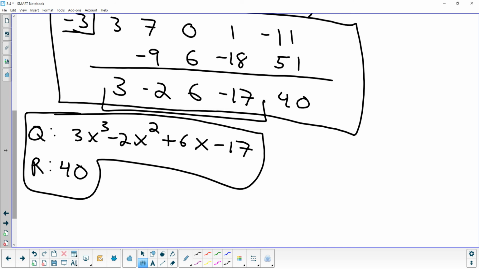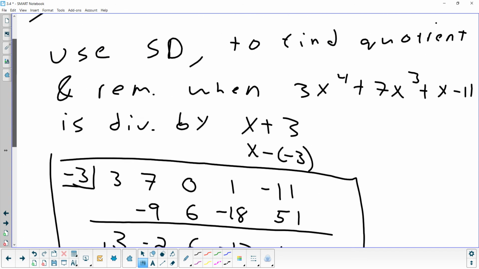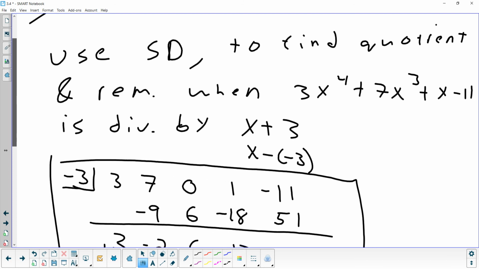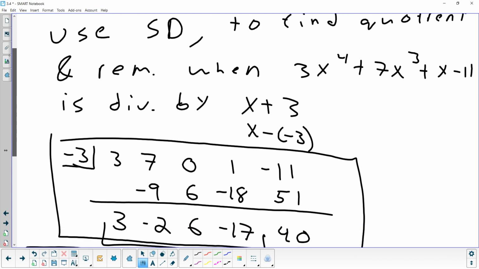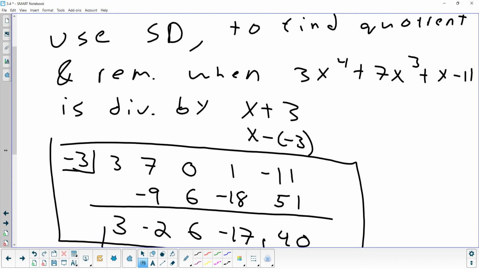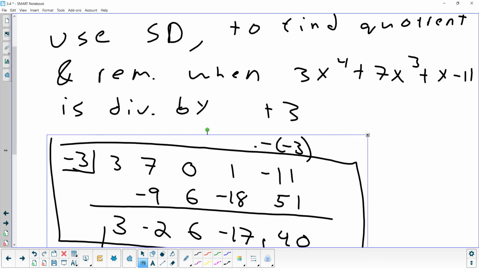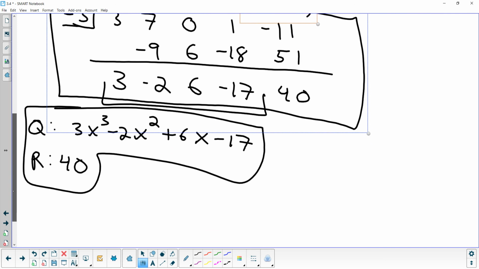So say you were to write it like plus 40 over, would you put x plus 3? Or would you put x minus 3? No, x plus 3 is the simpler way to say this. I just did this so people could block the x minus and see what was left. So if you're going to write it the other way I showed you, you would do plus 40 over x minus 3.